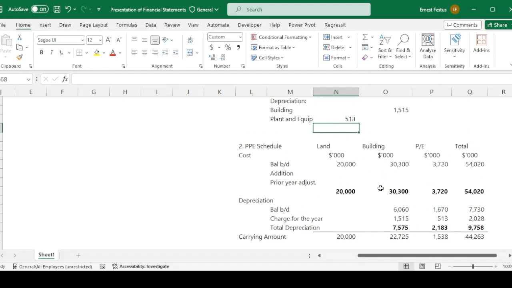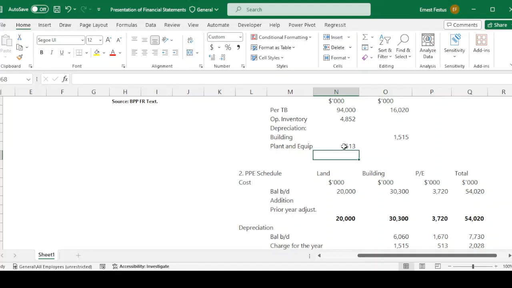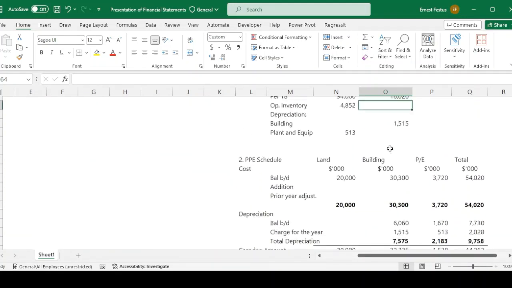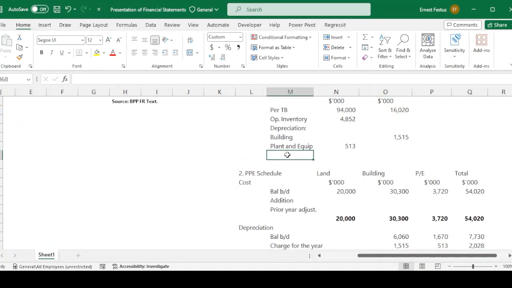So that this is very dynamic. Whatever changes I may make on this PPE schedule is going to reflect in our calculations as well. All right. So you must learn to use formula referencing when you are preparing your financial statements using software such as Microsoft Excel. All right, so we have that. And then the last thing here we can do is to actually bring in our closing inventory.